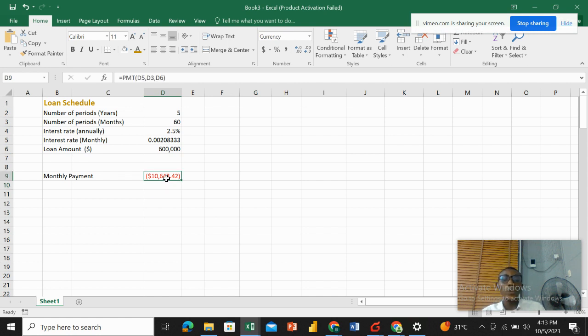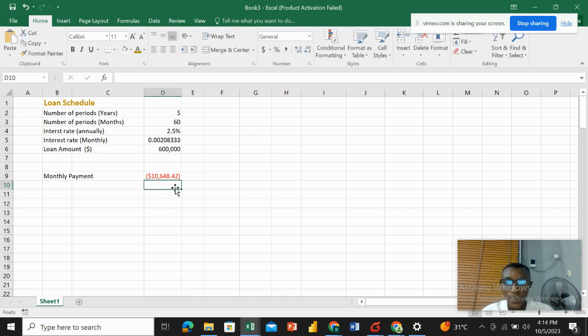This is the amount we are going to be paying monthly. This monthly payment covers up our principal and our interest. Okay, before I multiply, let us do other workings.